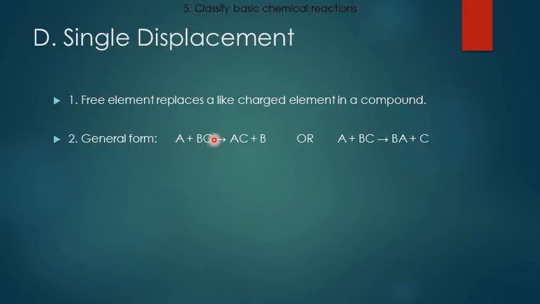It's going to react with a compound. Oftentimes it will be a binary compound, meaning a compound made of just 2 elements. And then A will replace or displace the element that's in this compound that has a like charge. So for example, if A is a metal, meaning it would form a cation, a positively charged ion, it will take the place of the cation in the compound, and then that ion, that cation, would get kicked out or displaced as the lone or free element.